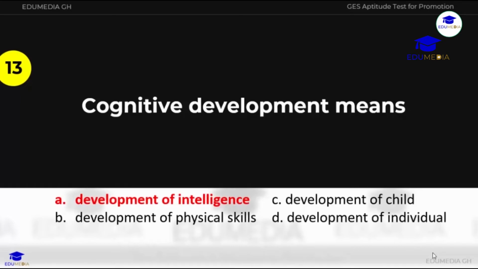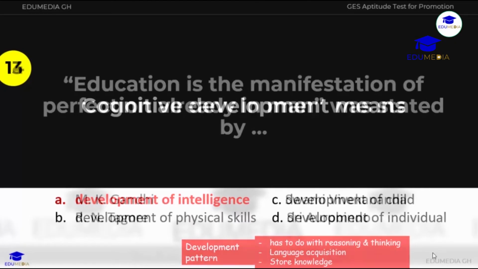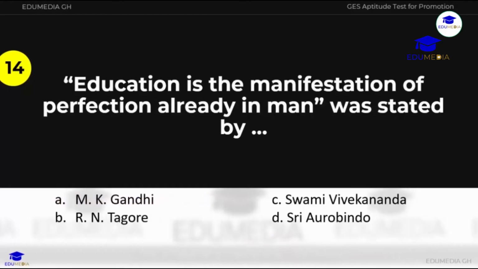Cognitive development is one of the domains of development patterns that begins at conception and continues through the life cycle. It has to do with changes in reasoning and thinking, with language acquisition, and with how individuals gain and store knowledge in their environment.